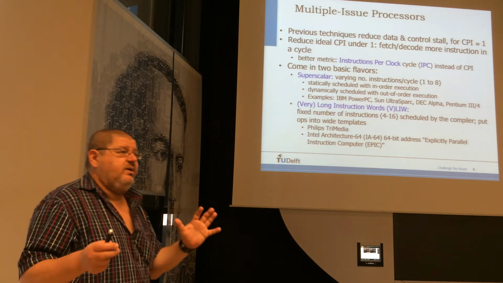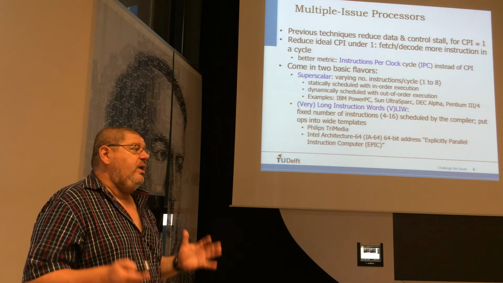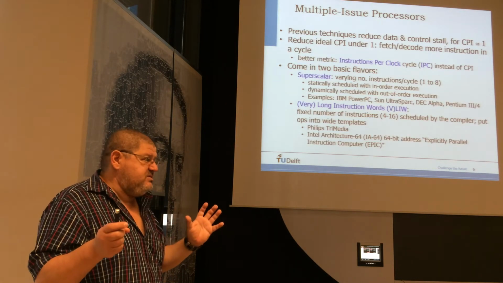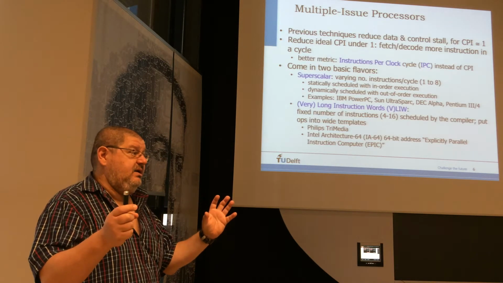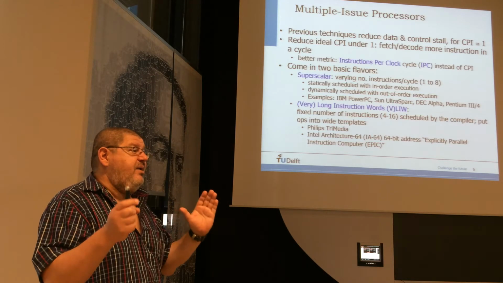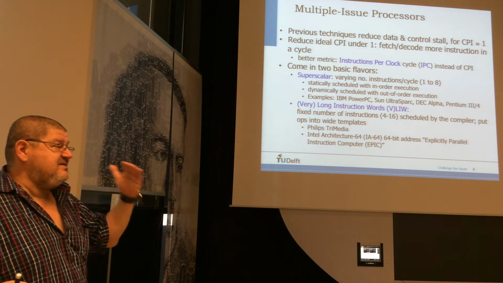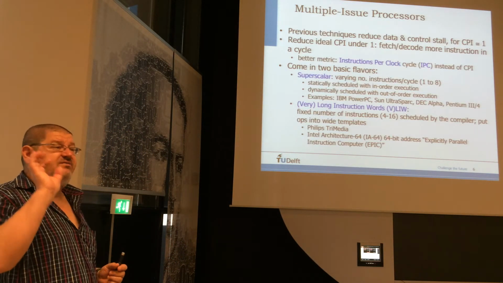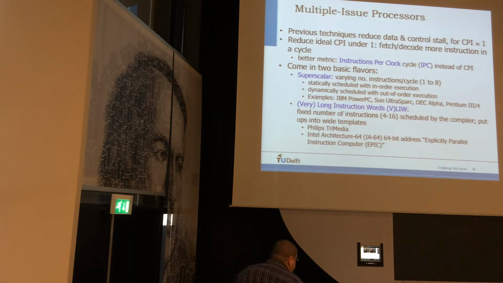VLIW means the following. The compiler is looking at the code and will pack instructions in groups, will cluster instructions in groups which are executable in parallel, and the dimension of the group will depend on the available functional units. Then the compiler knows exactly how many functional units I have in the system, and instead of issuing 1 instruction, it will issue 1 mega instruction.